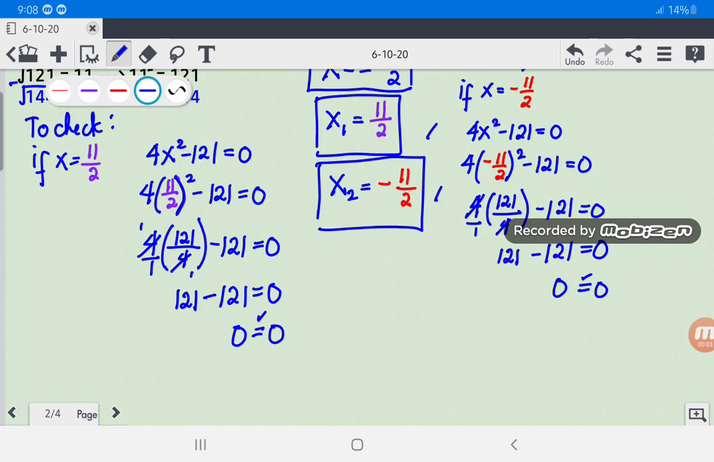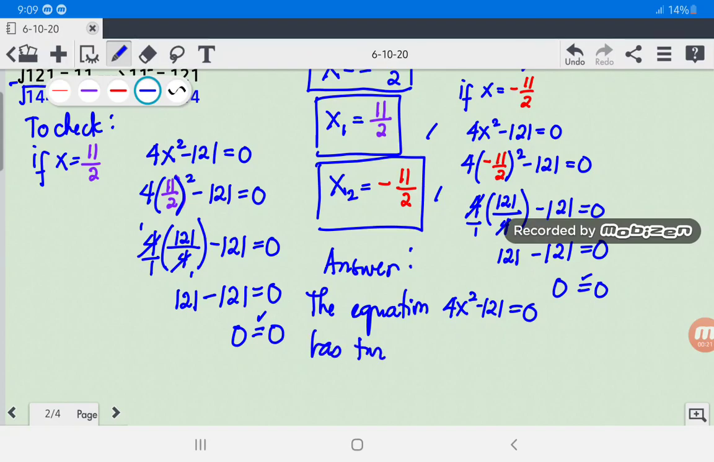So both values of x satisfy the given equation. So our answer is that the equation 4x squared minus 121 equals to 0 has two solutions.